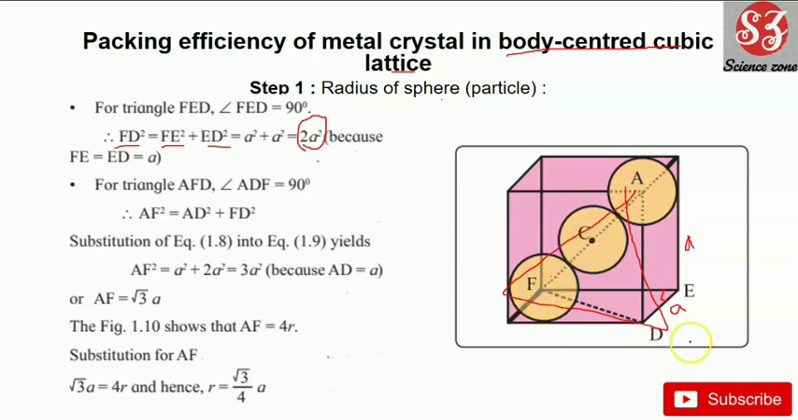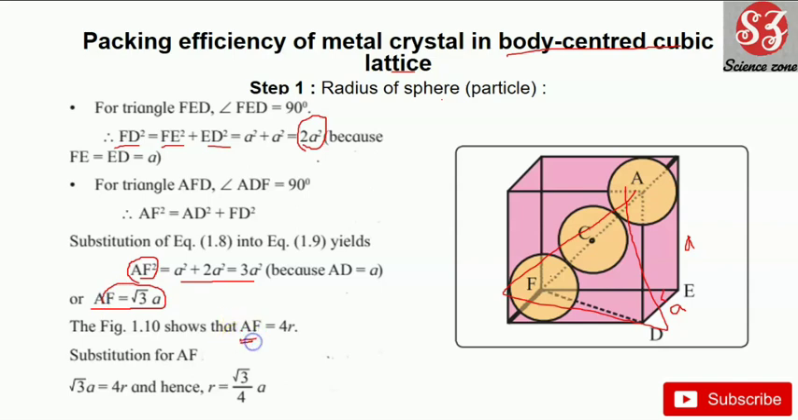Now FD square I have calculated here, that is 2A square. So if I solve this, what I get is 3A square. So AF square is equal to 3A square. So solve this. So AF will be equal to root 3A.